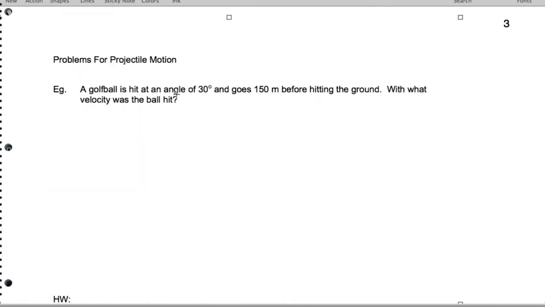So a golf ball is hit at an angle of 30 degrees and goes 150 meters before hitting the ground. With what velocity was it hit? So let's go ahead and do that. I'm going to assume that 150 meters means 150 meters horizontally. So we'll make this x naught equals 0 and x final equals 150.